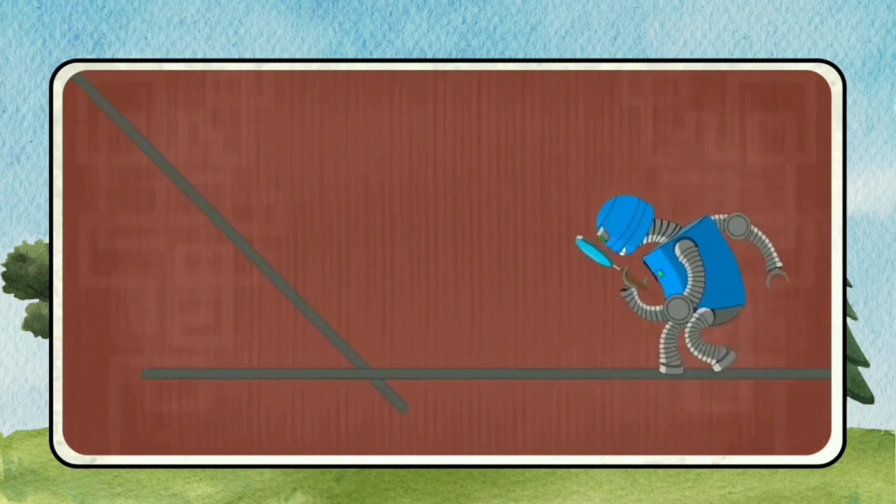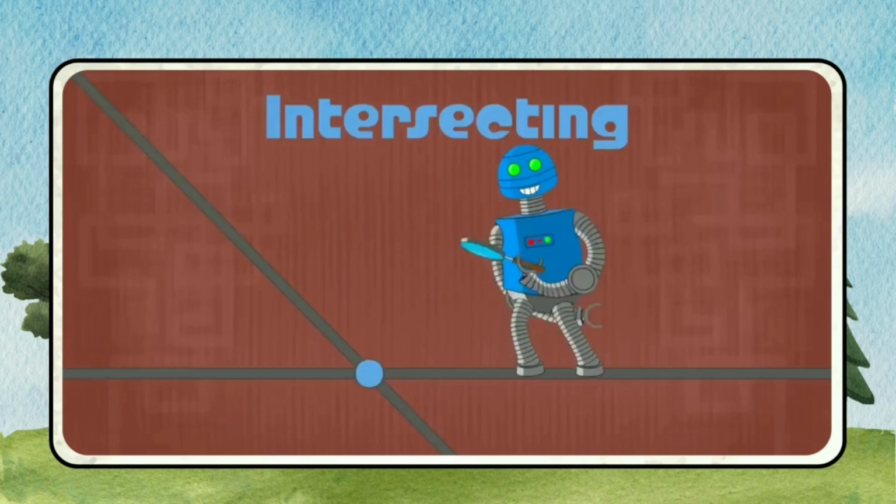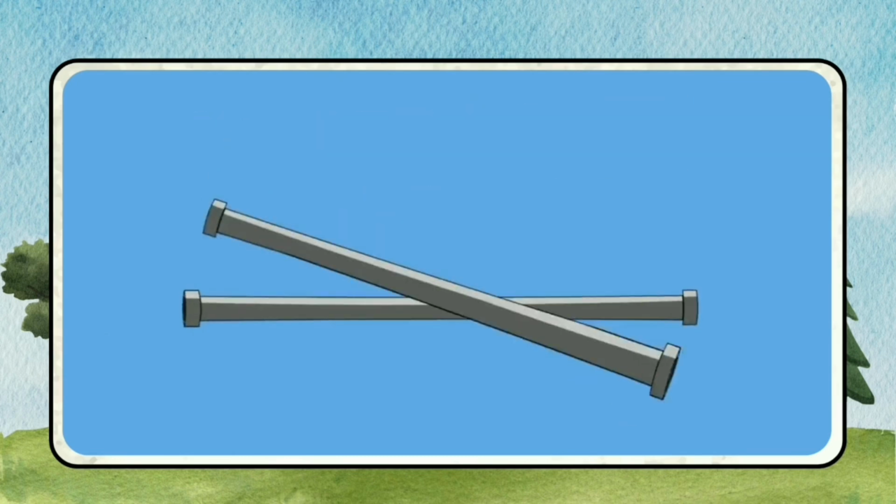Now let's talk about detecting if two lines are intersecting. It's the term that we select if at any point two lines connect.